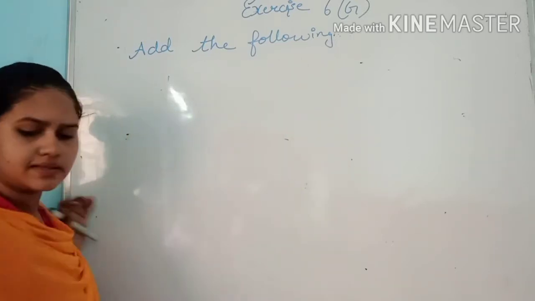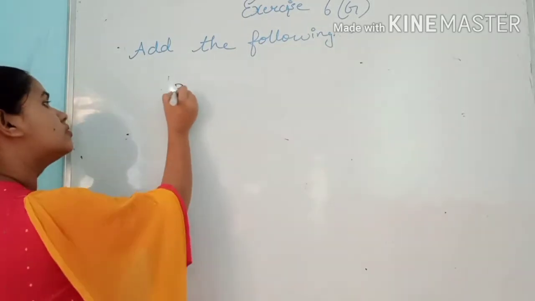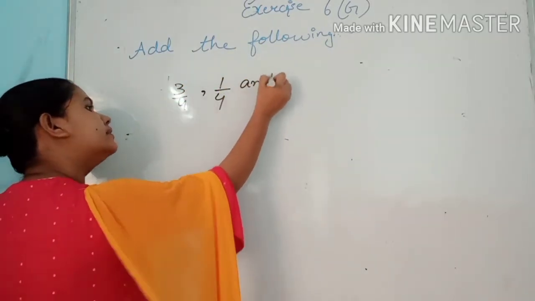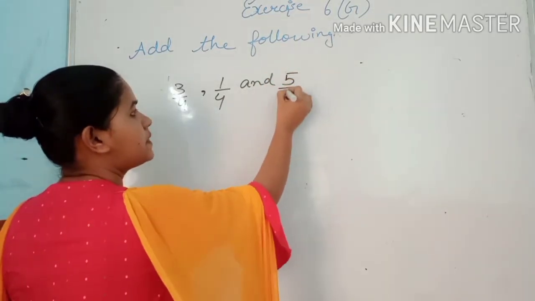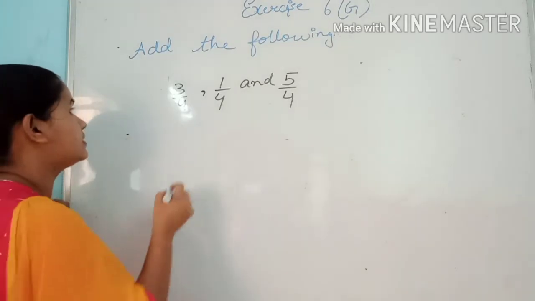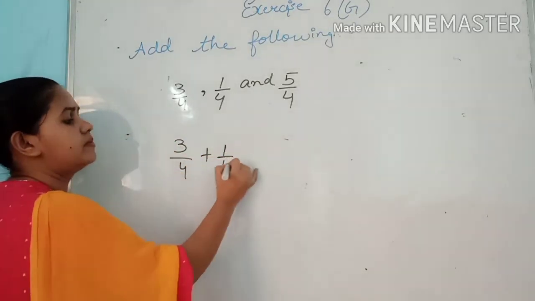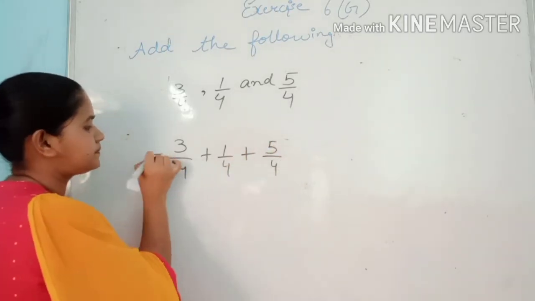Okay, let's do this. Okay students, this is 3 by 4, 1 by 4 and the last sum is 5 by 4. Okay, we have to convert it into the addition. So let's do this: 3 by 4 plus 1 by 4 plus 5 by 4, right?